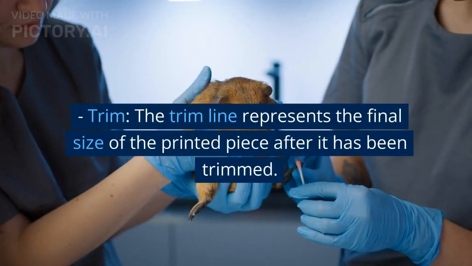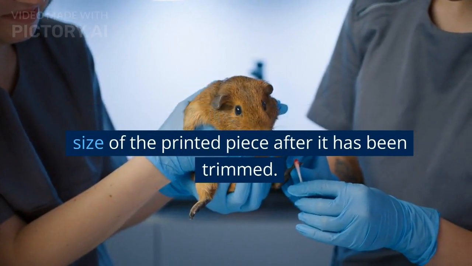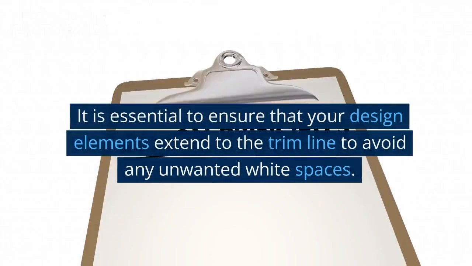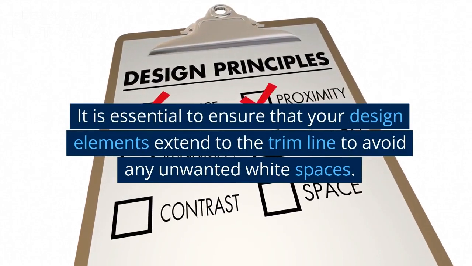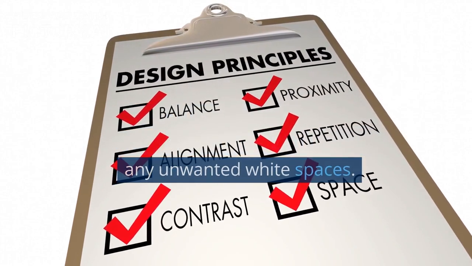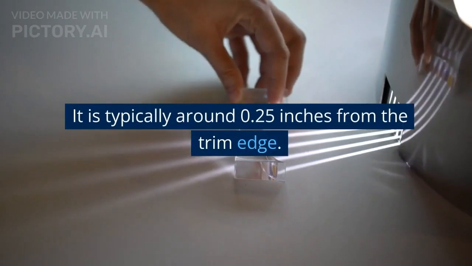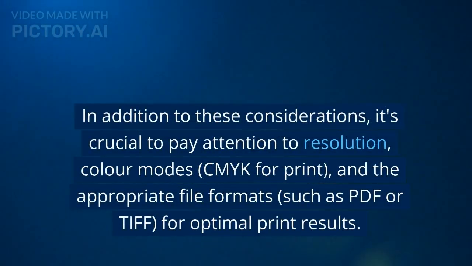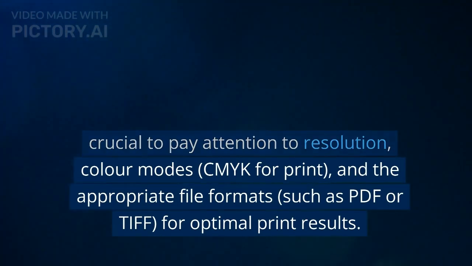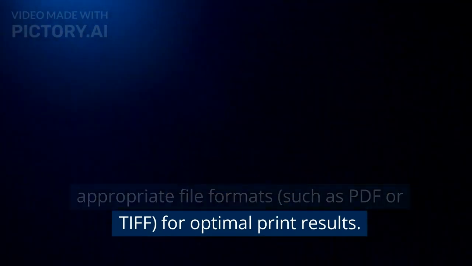Trim. The trim line represents the final size of the printed piece after it has been trimmed. It is essential to ensure that your design elements extend to the trim line to avoid any unwanted white spaces. Safe zone. The safe zone is the area within the trim line where important design elements should be placed to prevent them from being cut off. It is typically around 0.25 inches from the trim edge. In addition to these considerations, it's crucial to pay attention to resolution, color modes, CMYK for print, and the appropriate file formats, such as PDF or TIFF, for optimal print results.